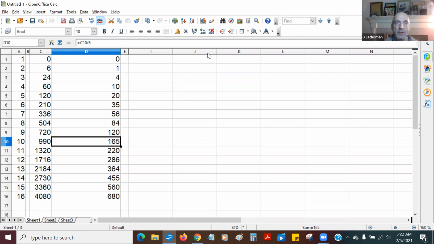Now, this is not a proof, what I'm showing you on the spreadsheet, but we're just kind of testing out the theory. So we see that all these numbers in column C are divisible by 6. When I divide them by 6, I have no remainders. Again, not a proof, but we already did the proof. Now we're just testing it out in reality.